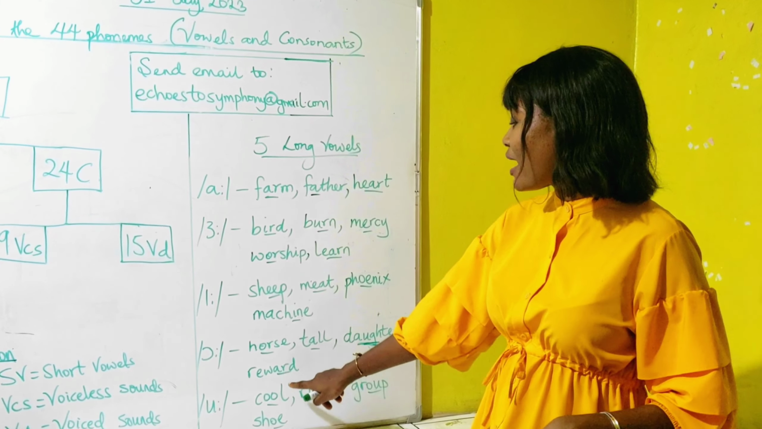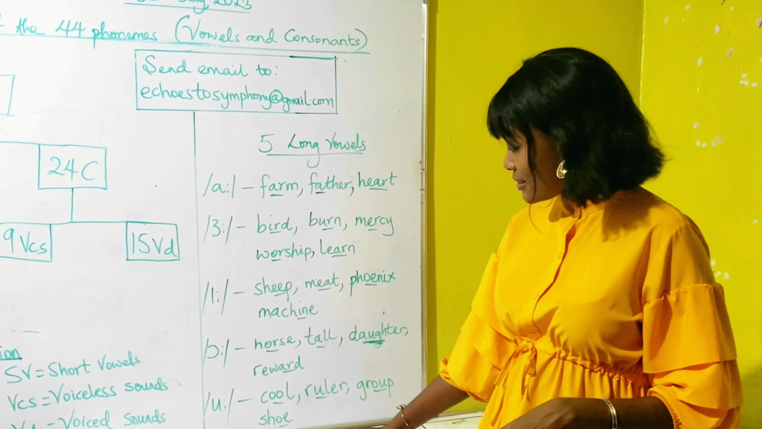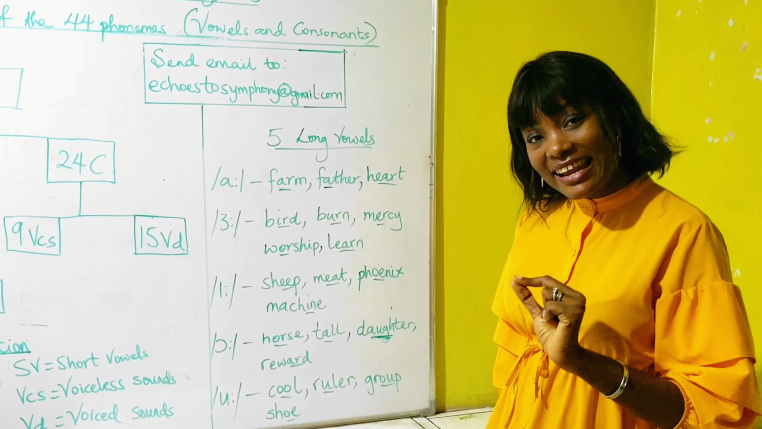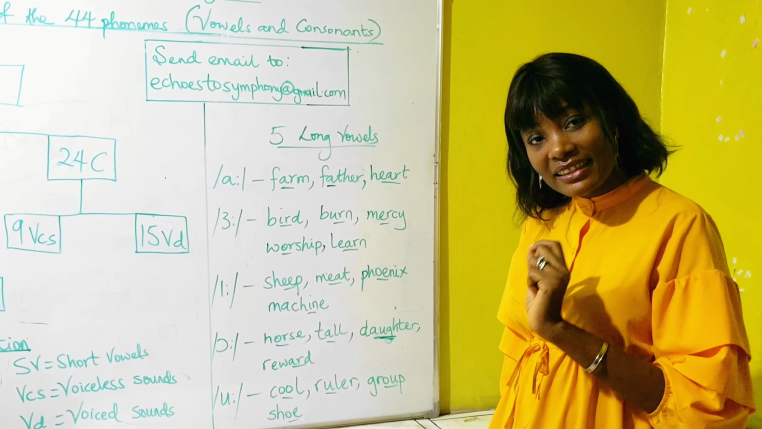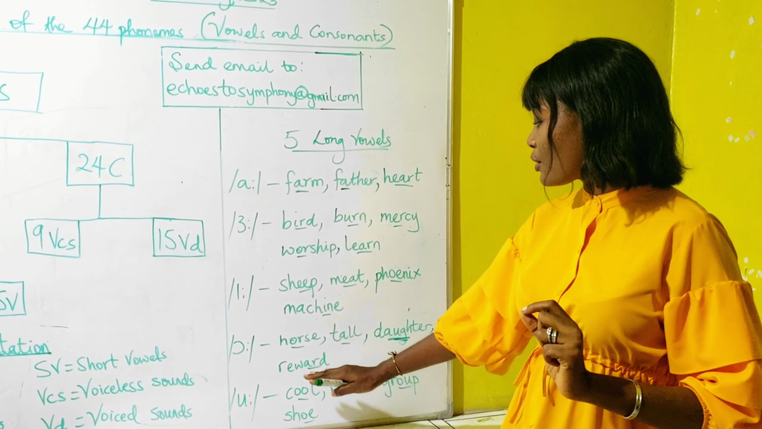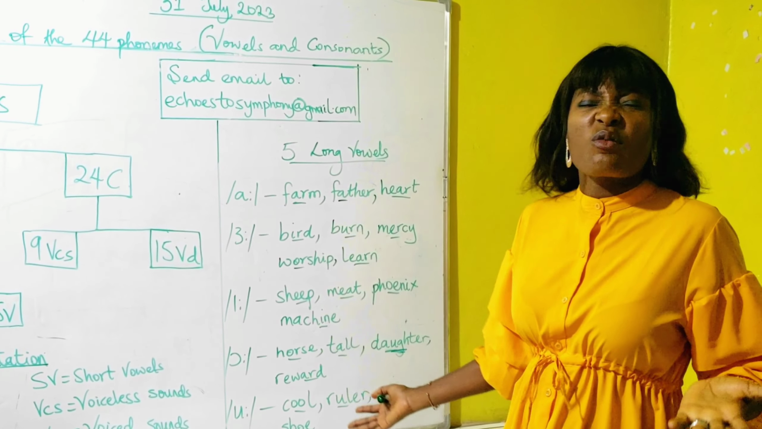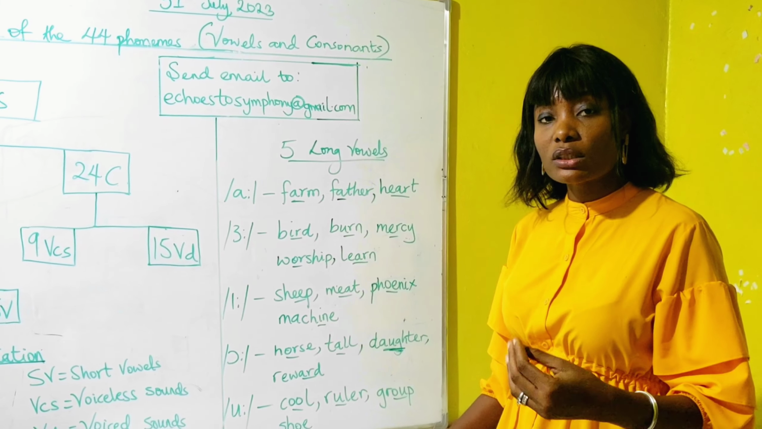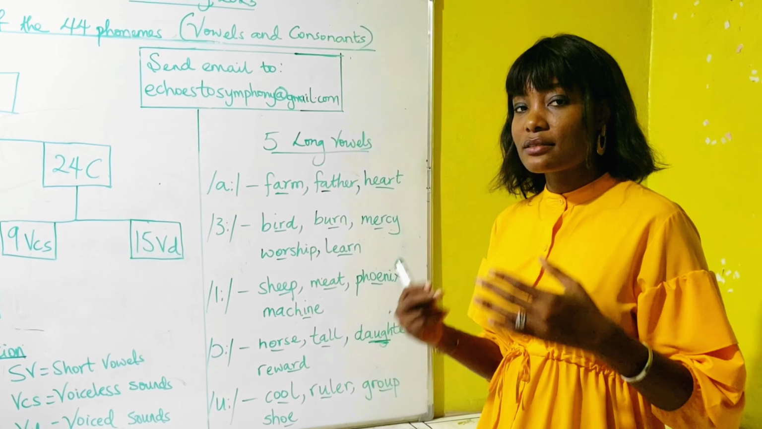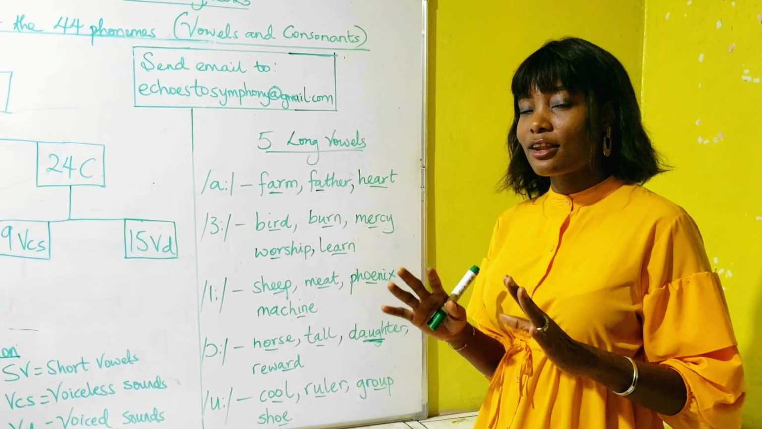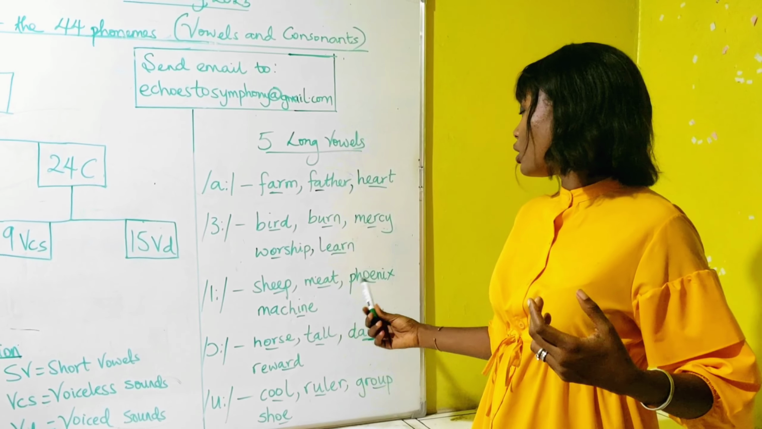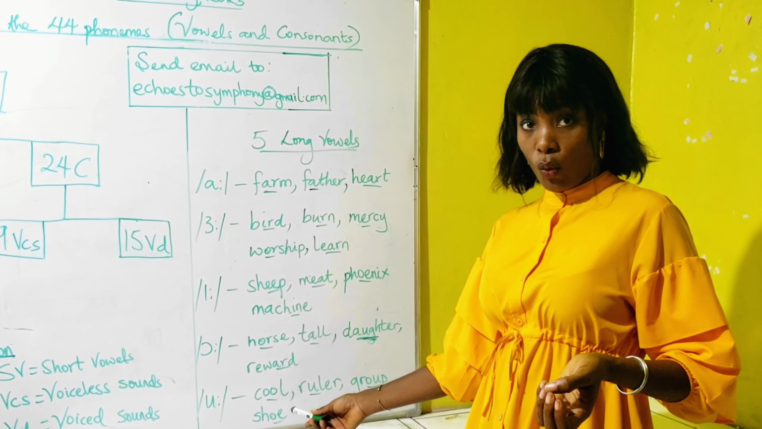Alright? And we have A-R. You see, I underline these so that you can spot the different letters making the sound. So that's just how it works. That's really how it works. So we have reward, reward. So make it a long sound, nice and long. Reward, horse, tall, daughter, reward.